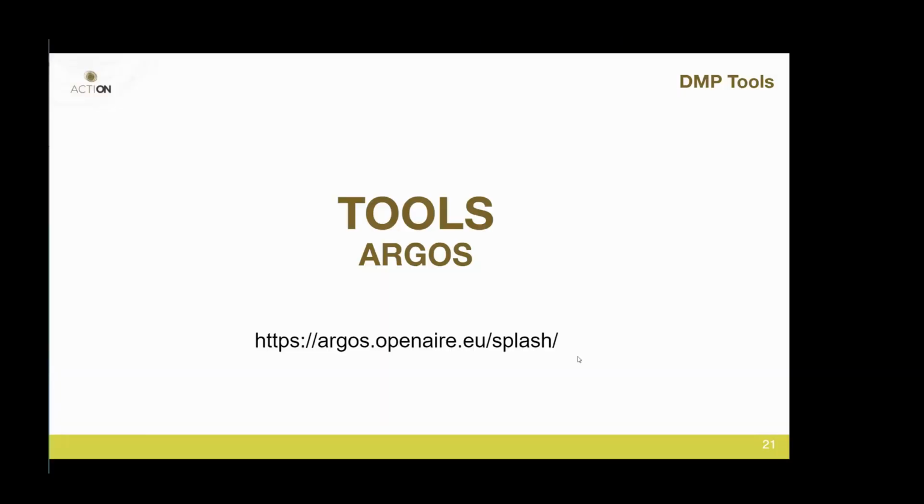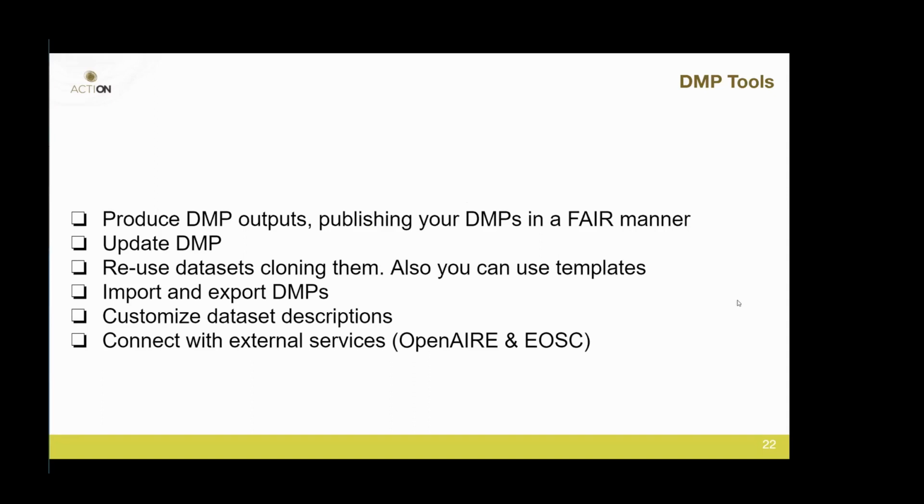We're just running out of time, so I will try to go fast, okay? Right now I'm going to present some tools that can be useful for you to create this data management plan. The first tool is Argos. Argos is a tool developed by a European project. You can produce DMPs, and even publish your DMPs on Zenodo repositories if you have a user in Zenodo. That's very easy to do.